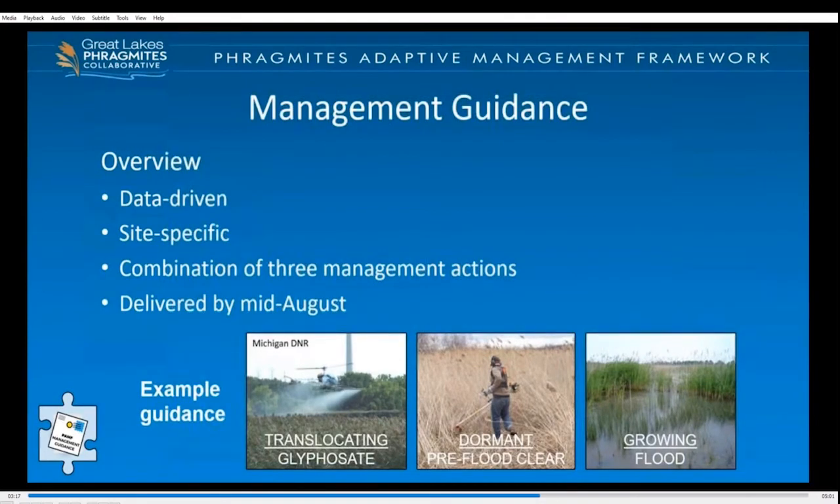Once you receive your management guidance, it's up to you to implement the management action based on your expertise and best practices. PAMF's role is not to provide guidance on how to do each management action, but rather to facilitate collective learning. However, if you need more instructions on how to implement each management action, there is a management actions details and descriptions document on the PAMF Web Hub, which describes some techniques and considerations for each management action included in PAMF.